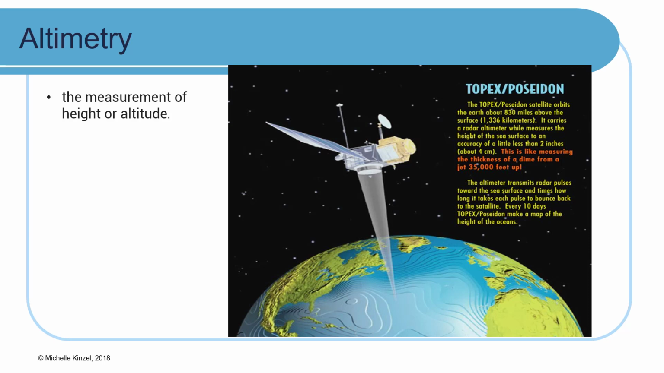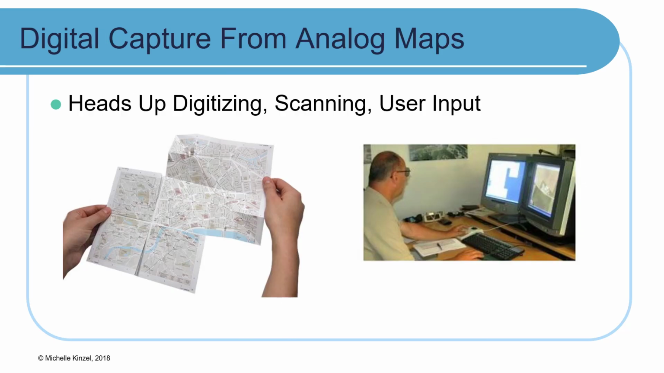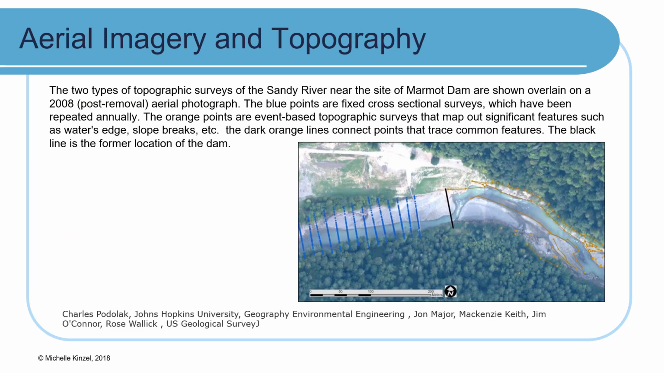So the altimeter transmits radar pulses towards the sea surface and times how long it takes for each to get back. Every 10 days, TOPEX Poseidon makes a map of the height of the ocean. So oceans are not flat and they don't all have the same height. And this is one of the ways that we keep track of that. You can also digitally capture from analog maps using heads-up digitizing, scanning, and user input.